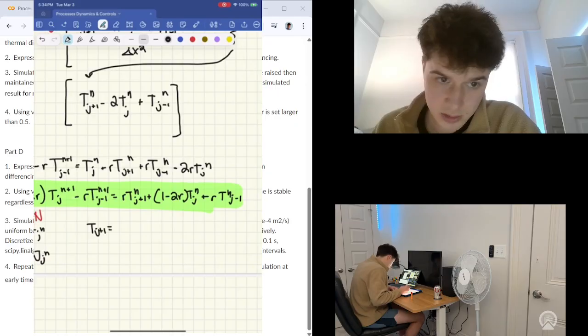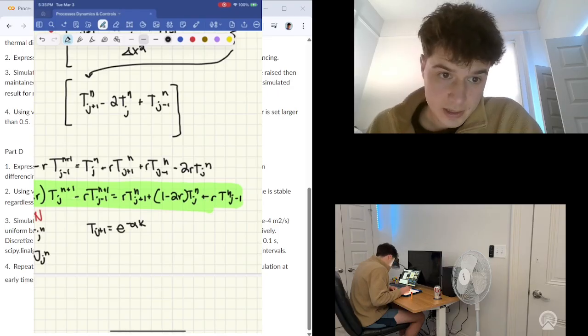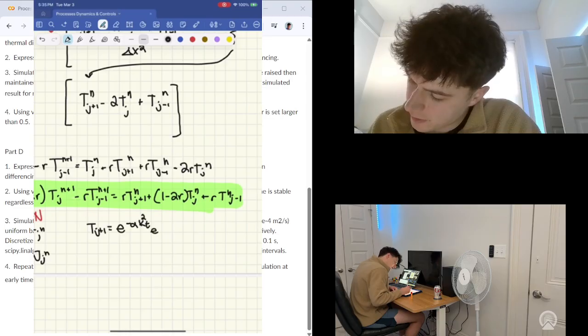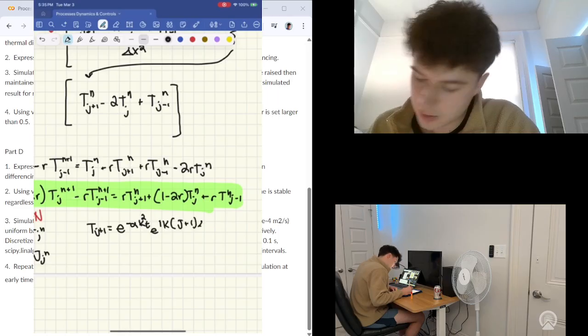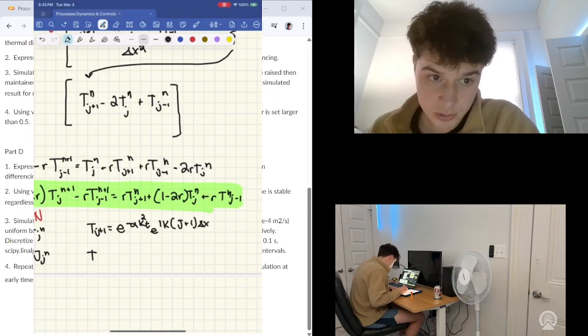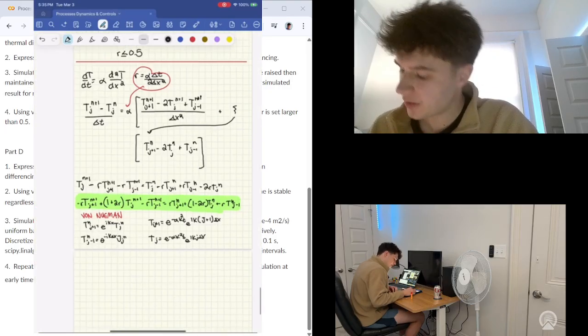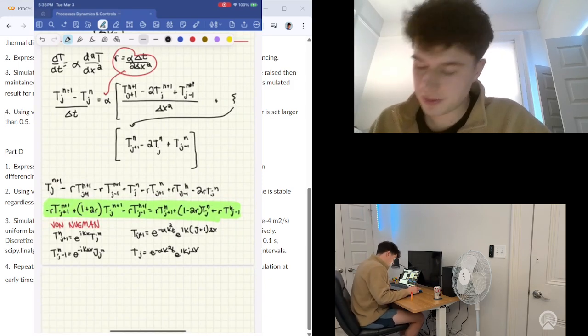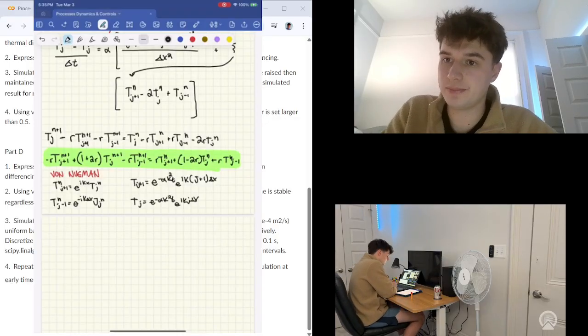Now we also need T_(j+1) equals e^(-alpha k^2 t) e^(ik(j+1)Δx). And then we also have T_j equals e. Now we have all four of these equations from von Neumann, and we are able to put these all together into one, which is the next part.